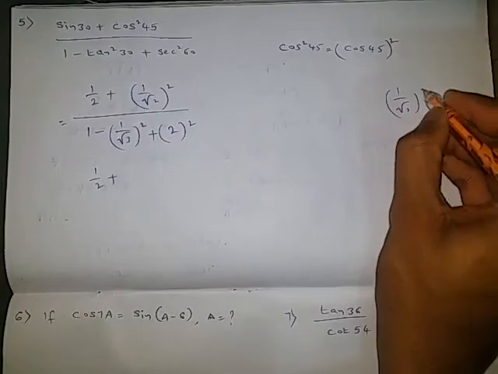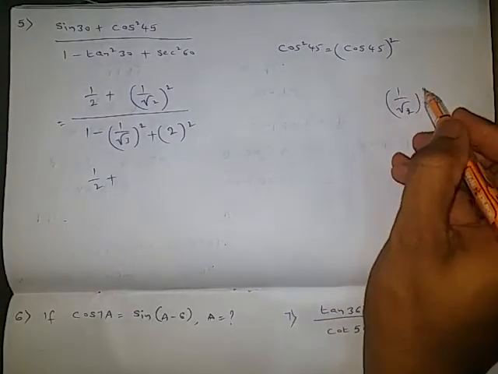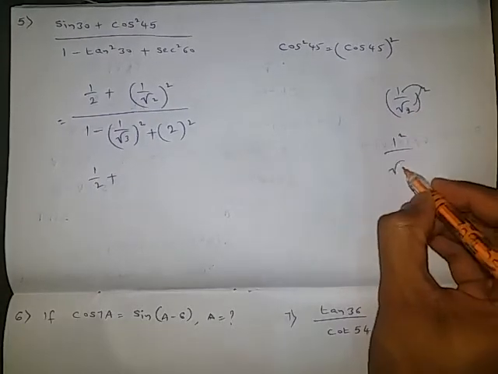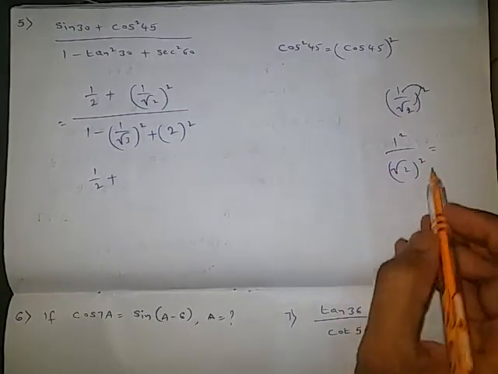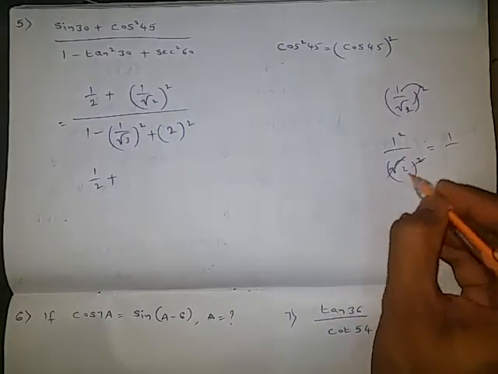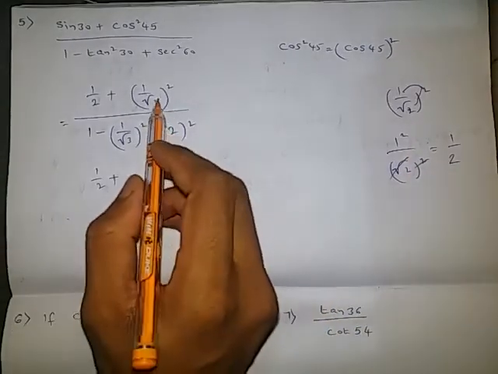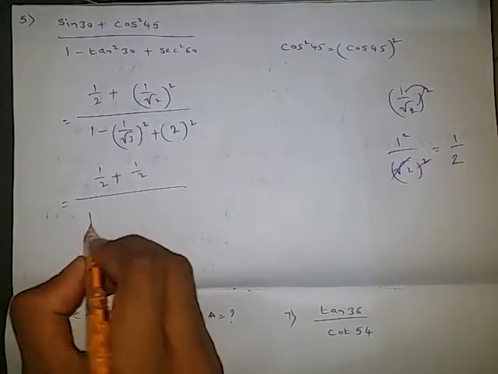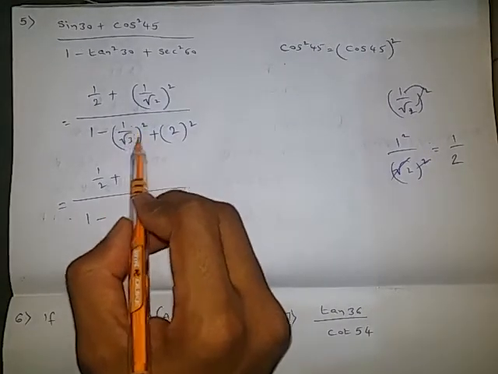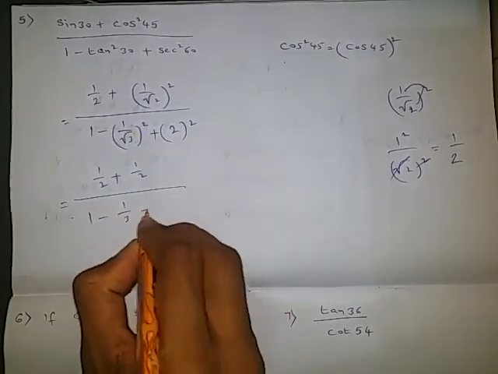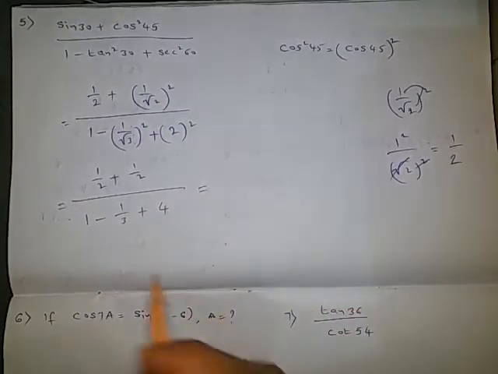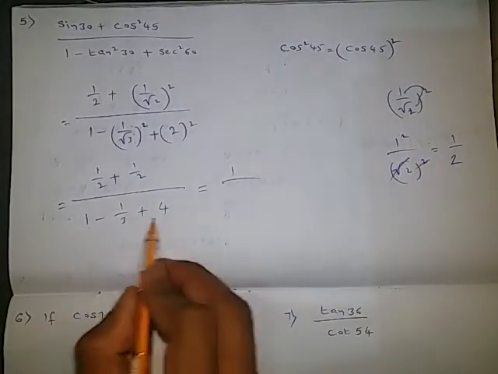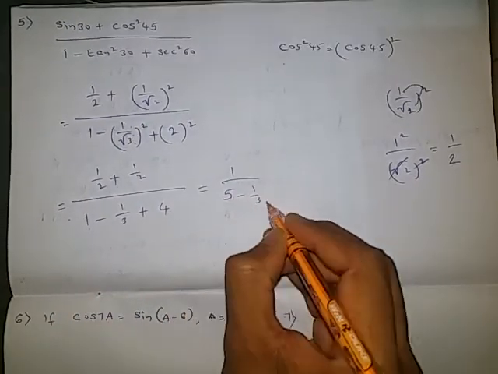1 by root 2 whole square is nothing but, this square is applicable for numerator as well as for denominator, so we will get 1 square by root 2 square. 1 square is 1. Here square root and square cancel, so we are left with 2. So 1 by root 2 whole square is nothing but 1 by 2, whole divided by 1 minus, the same way 1 by root 3 whole square is nothing but 1 by 3, plus 2 square is 4, which is equal to 1 by 2 plus 1 by 2, 1, divided by 1 plus 4, 5, minus 1 by 3.